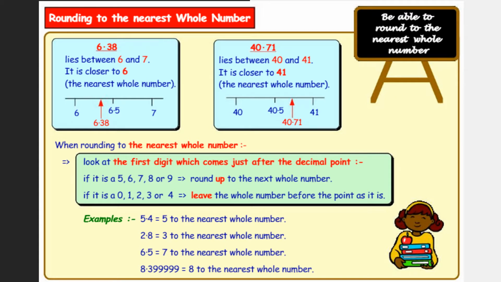Alright, little chillblains. Now what we're doing is we're moving on to a new area of decimals. So we're still on decimals, but we're looking at something completely new, which is rounding to the nearest whole number.